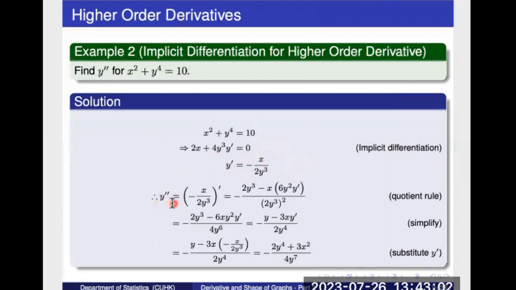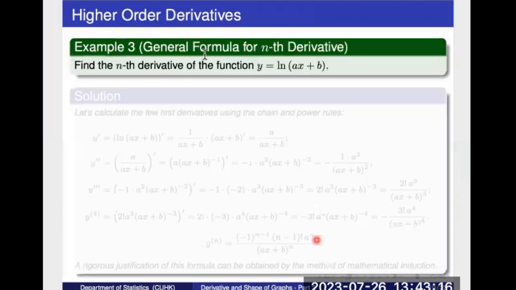Second, we differentiate both sides again with respect to x by the quotient rule. Then, by simplification and substitution, we get y double prime equals negative 2y to the power of 4 plus 3x squared over 4y to the power of 7. As you can see, we can leverage the derivative rules we already know to systematically calculate higher-order derivatives.